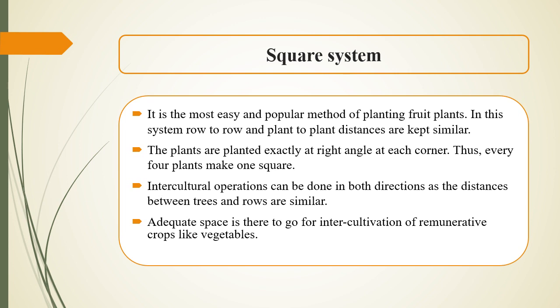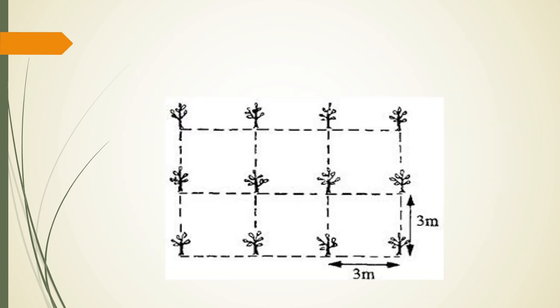Here the intercultural operations can be done easily. There is adequate space for intercultivation with different remunerative crops like vegetables as well as seed spice crops like coriander, mint, etc. Here in this picture you can see how the square system exactly looks like. The spacing between row to row as well as plant to plant is similar, making it a square. So the name square system.